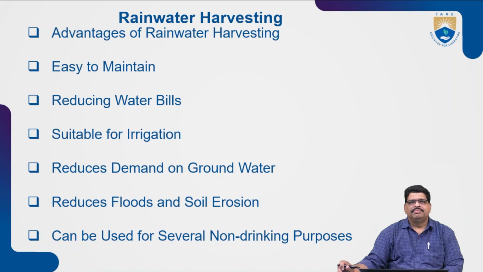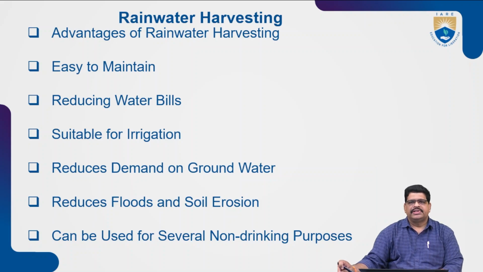Reduces water bills. Why? Because the water can be reused, for example for the toilet and gardening. So there is no need to use the bore, and the electricity bill automatically reduces. Why? Because this water can be utilized for gardening, flushing or other purposes. Next, not for drinking purposes. It can be used for secondary purposes only.